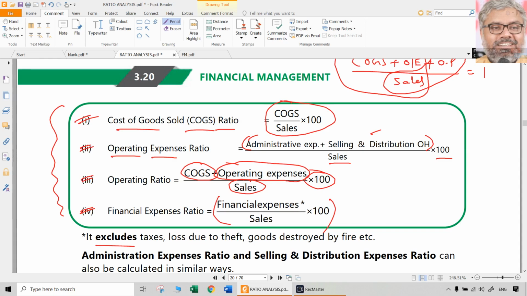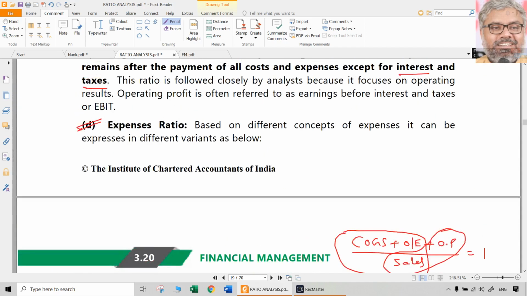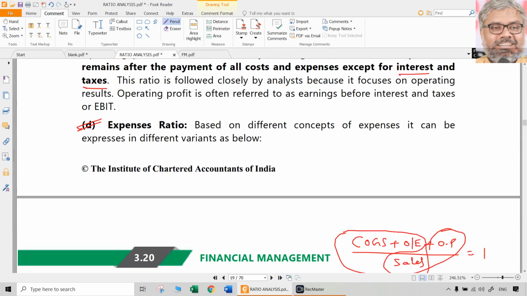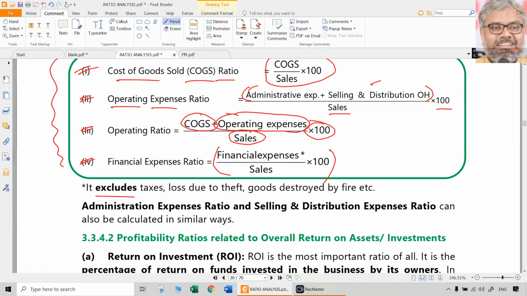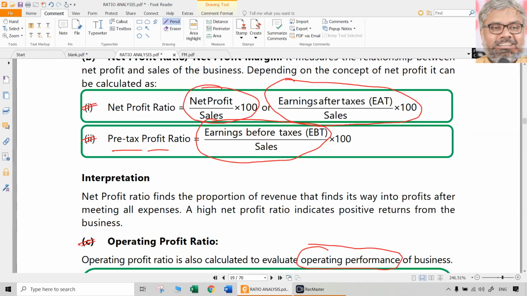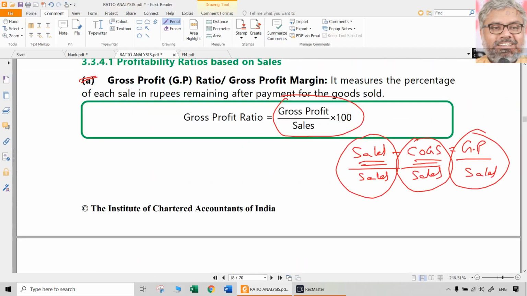Cost of goods sold ratio, operating expenses ratio, operating ratio, and financial expenses ratio will tell us the usage of debt in the capital structure and how much interest expenditure a particular organization is spending as a percentage of its sales. These are all various types of profitability ratios on the basis of sales. Common point, if you observe, easy to remember them.